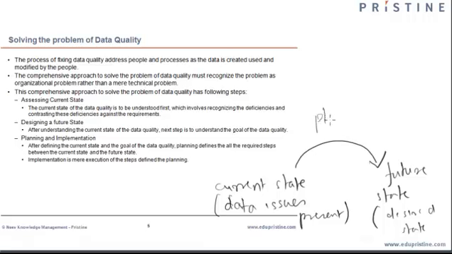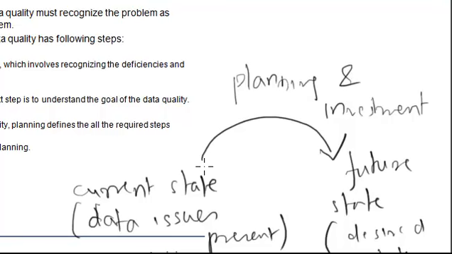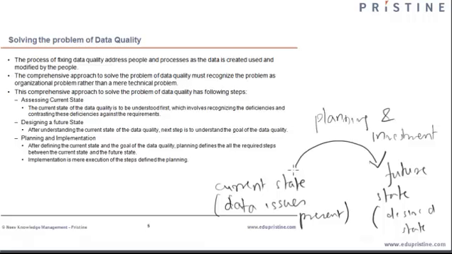This will involve a lot of planning and investment. But only planning and investment will not suffice, and a lot of implementation must be done so that we can move from the current state to the future state. Data quality shortfalls should be overcome not only qualitatively but also quantitatively.